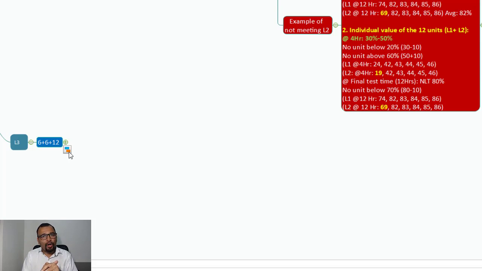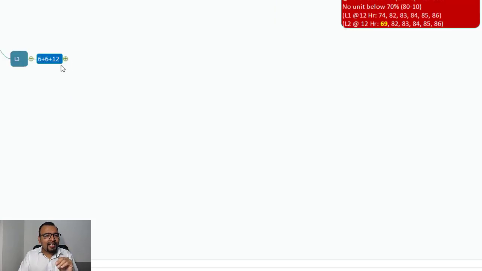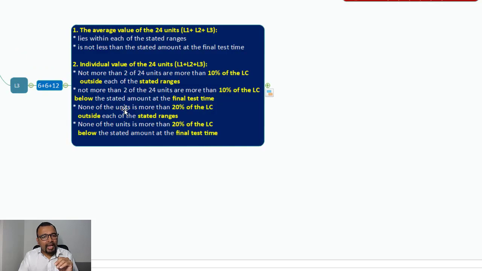And hence, altogether, I will have 6 unit dissolution data from L1 level, another 6 unit dissolution data from L2 level, and the 12 unit dissolution data from the L3 level. So let us understand what is the acceptance criteria as per this particular general chapter 724.